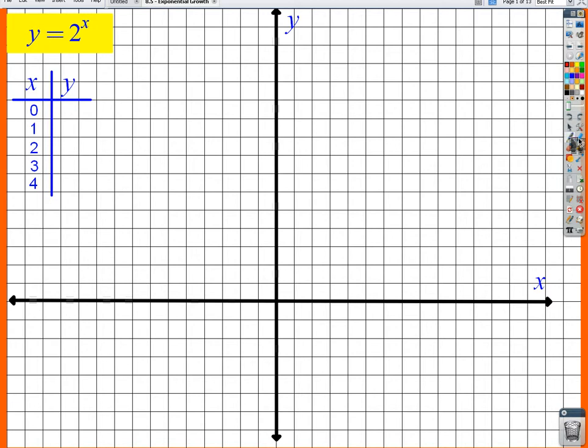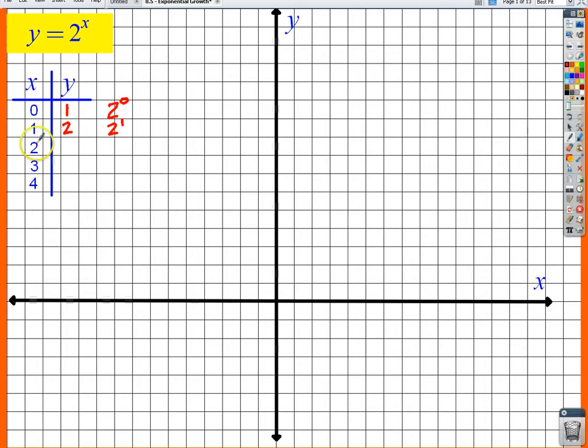I set up a quick little chart and said, if x is going to be 0, 1, 2, 3, and 4, what would be the results? Let's put 0 in for x. I would have 2 to the 0 power, which is going to be 1. If I put in 1, this is 2 to the first power, which is equal to 2.